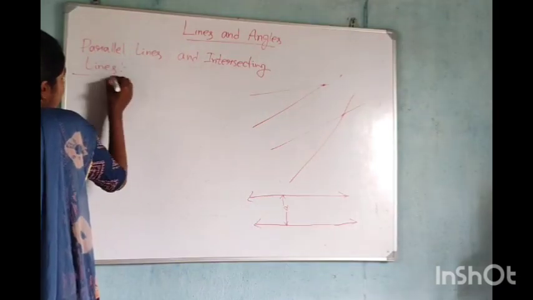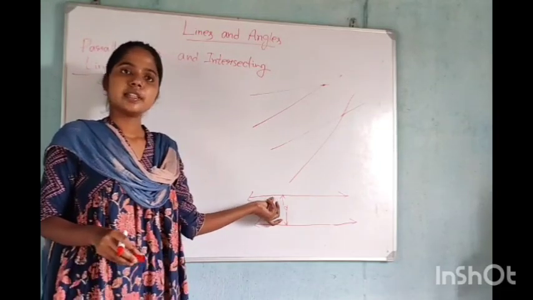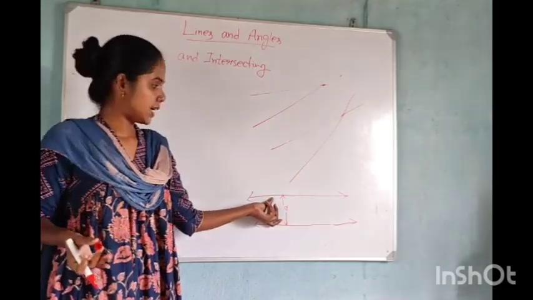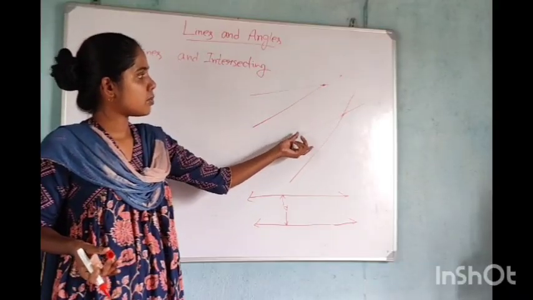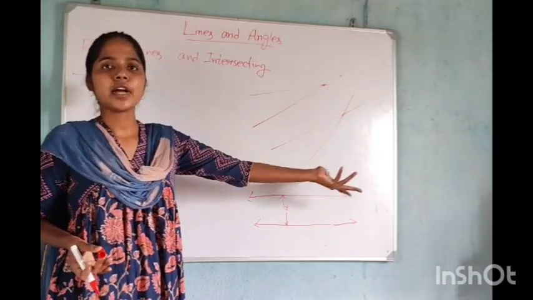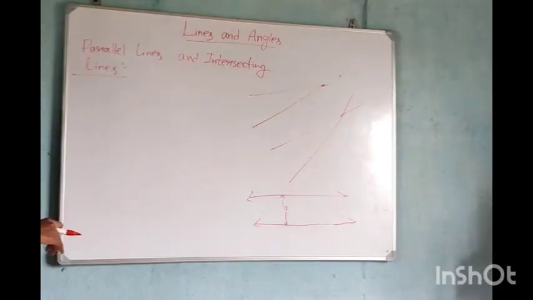Okay. So I have discussed that for parallel lines, the distance between these two lines is always the same. It doesn't change. But for intersecting lines, the distance between them always changes. That's why at some point they will intersect.